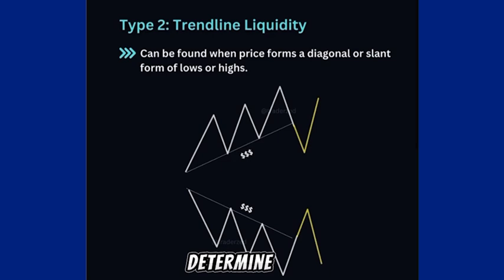You can always determine that. So that's another type of liquidity. And of course, just as I told you, type 2 liquidity is trend line liquidity. It can be found when price forms a diagonal or slanted form of lows and highs. So as you can see here, right?